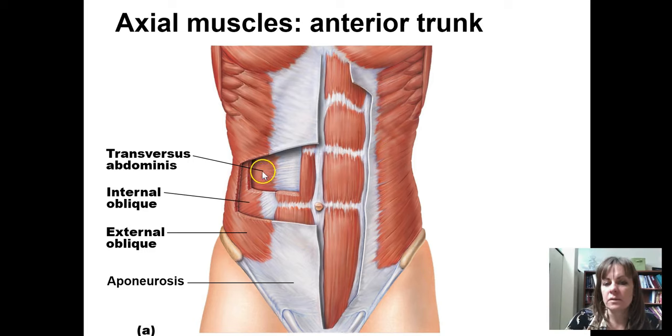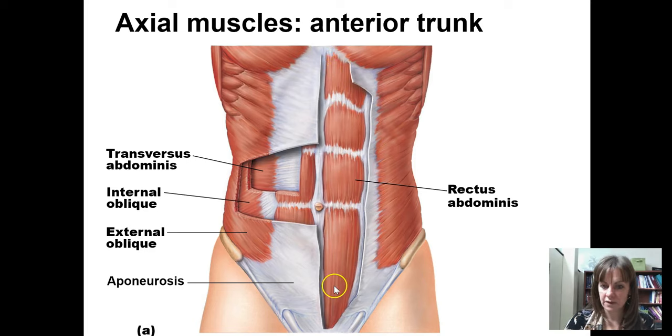Even deeper, here's another window. We've cut away internal obliques, and here is what's called the transversus abdominis. Let's think about this word. Transversus means it's running in the transverse plane, and abdominis means it's in the abdominal region. Now we also have the rectus abdominis. We've looked at this before. The fibers are going parallel to the midline of the body, and it's in the abdominal region.